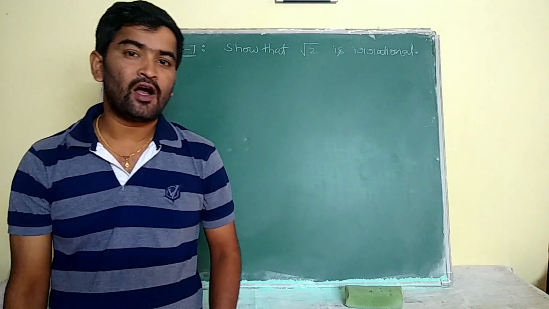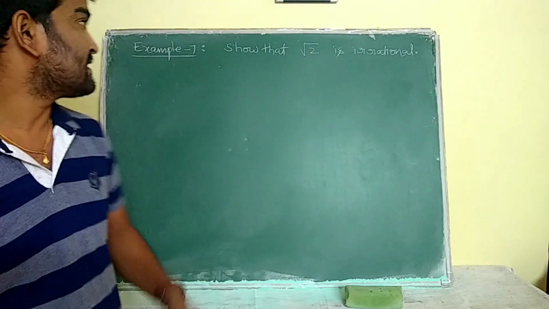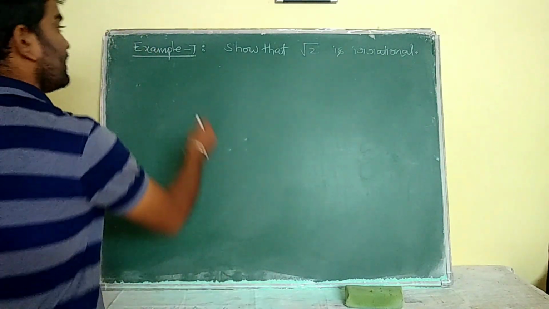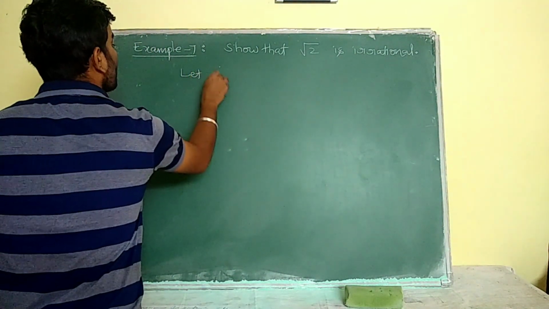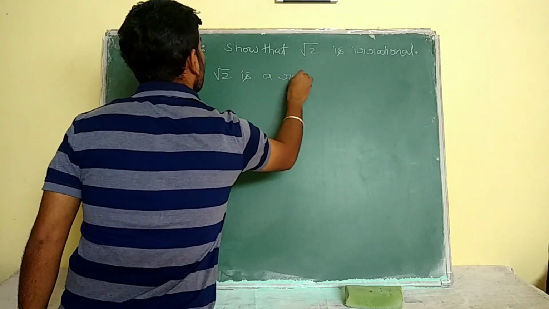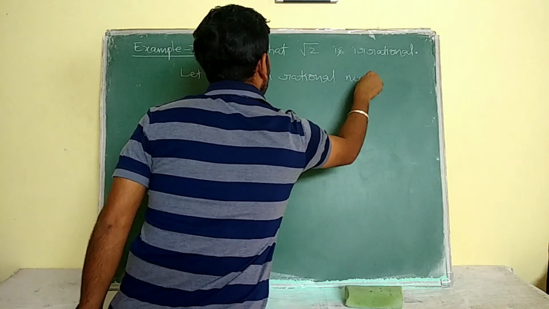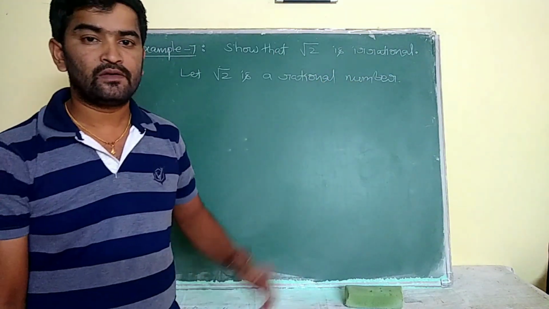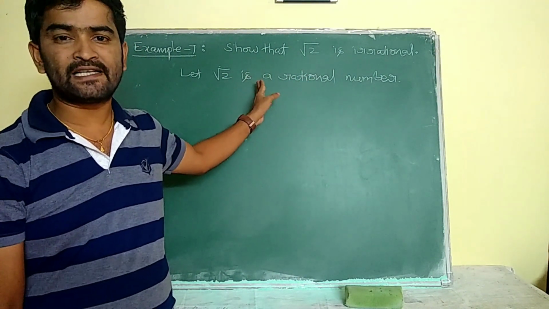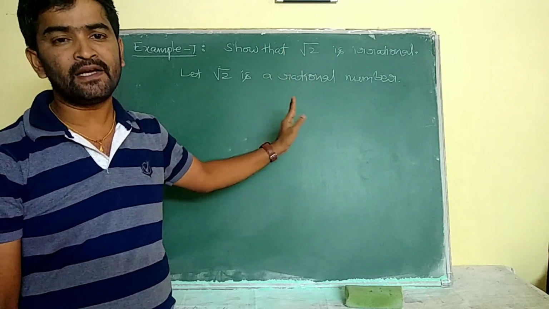Now we will discuss how to prove root 2 is an irrational number. For that, listen ma, firstly we have to assume that root 2 is a rational number. Now, as root 2 is a rational number, we can express it in p by q form.